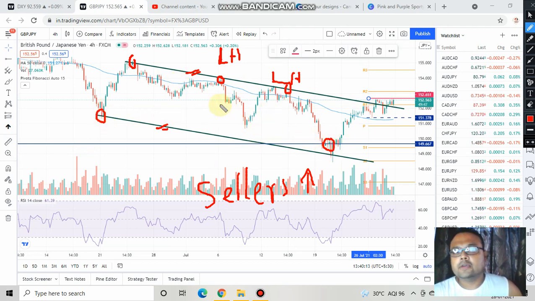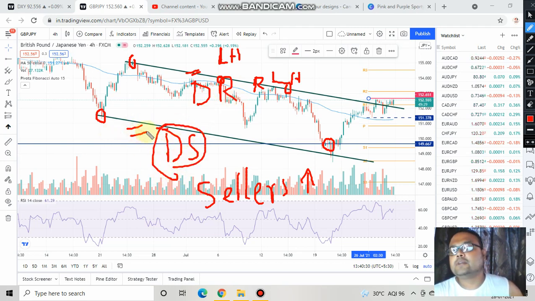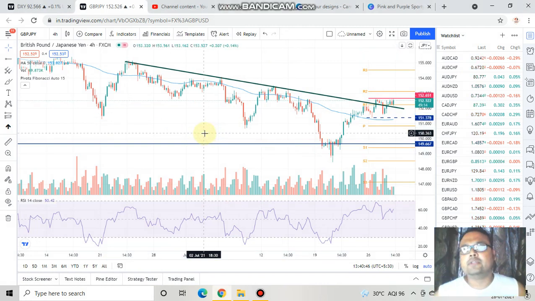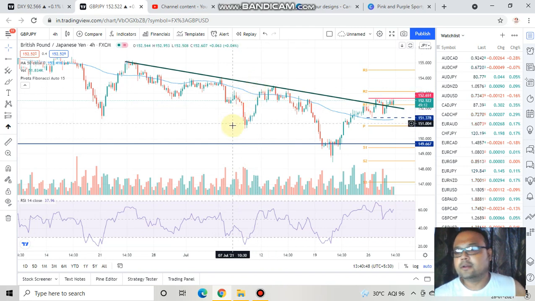Let me tell you one thing: this resistance level is much stronger in comparison to this dynamic trend line. This is the dynamic resistance of the market, and this is the dynamic support of the market. But this level is much stronger, and this level is much weaker in comparison to this particular level here. So if you want to remove this line, you can remove it, because this line is important, this line not.